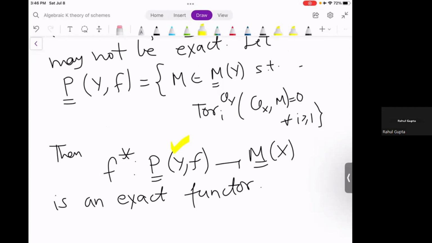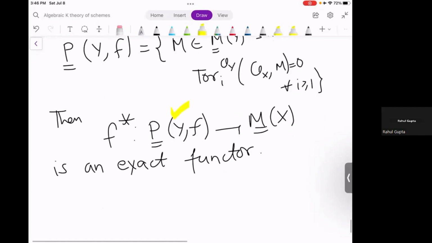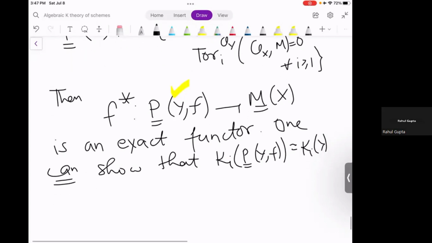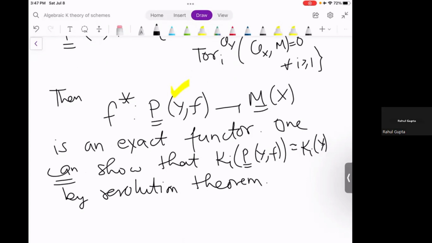And what the resolution theorem tells me is that one can show, this is a big can, that K_i of the subcategory P_Y comma f is the same thing as K_i of Y, by the resolution theorem. And this is an exercise. We can go through the proof in Quillen's paper or anything.